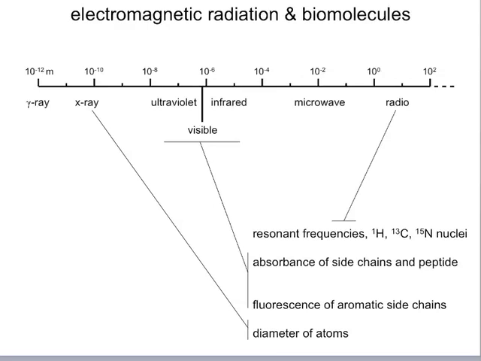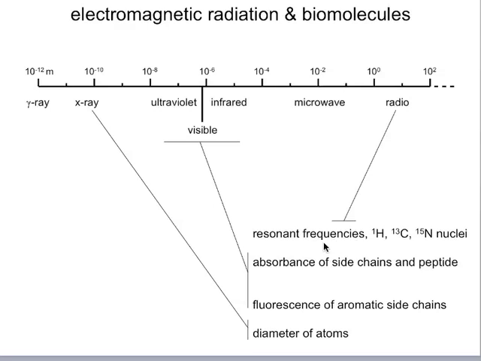Okay, what about biological molecules? So I've labeled these different frequencies with the different methods that we use, the electromagnetic radiation we use as we interrogate the structure of biological molecules. So it's useful to note that X-rays have a wavelength that's on the order of the diameter of atoms or the length of carbon-carbon bonds. We're going to find that to be very useful in X-ray crystallography, for example.